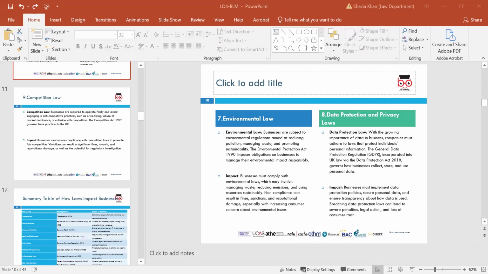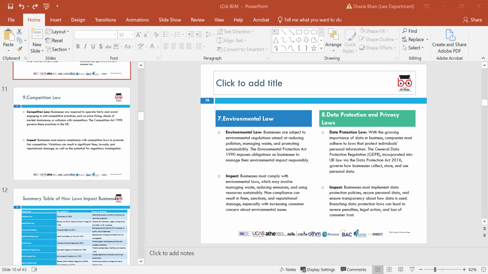Then we've got competition law. Competition law is really important when it comes to businesses, like all the other laws as well. Competition law aims to ensure that fair competition takes place in each industry. Governments believe that greater competition leads to lower prices, better quality goods, and a wider variety of products. So businesses need to make sure they comply with them.